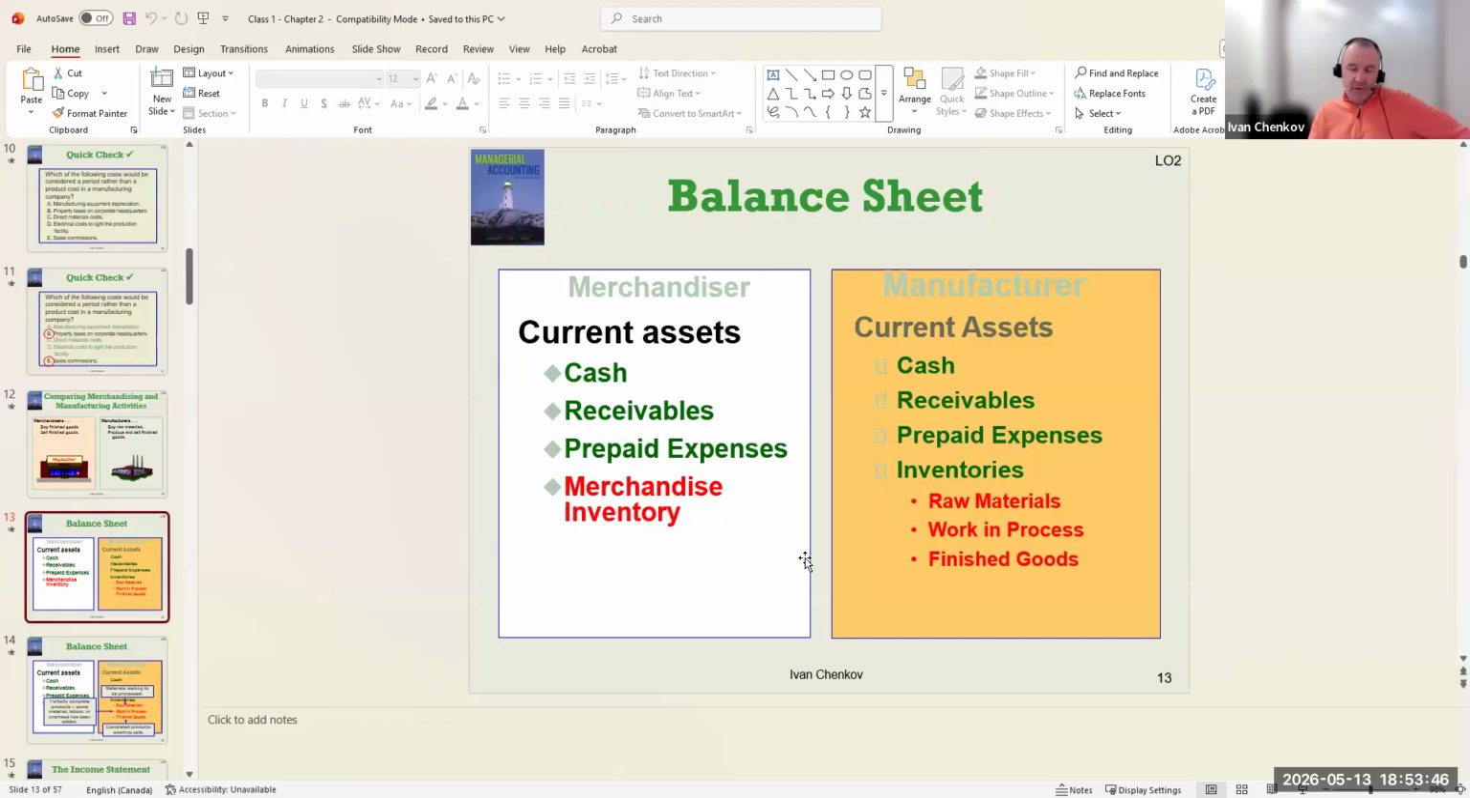Now, can we eliminate work in process? Technically speaking, yes, we can eliminate it. But in order to do that, we need to remember that all those reports, the balance sheet, we're going to prepare for a period of time. And the shortest period of time that we have for a balance sheet is a month.